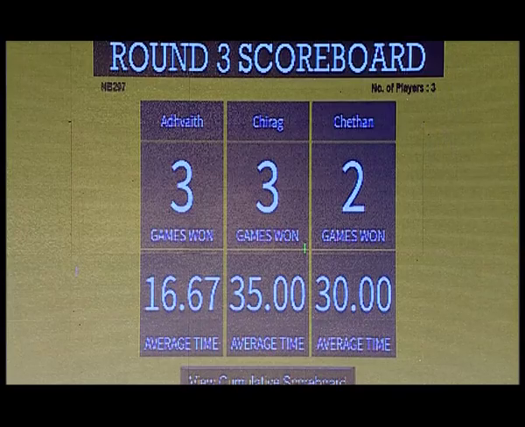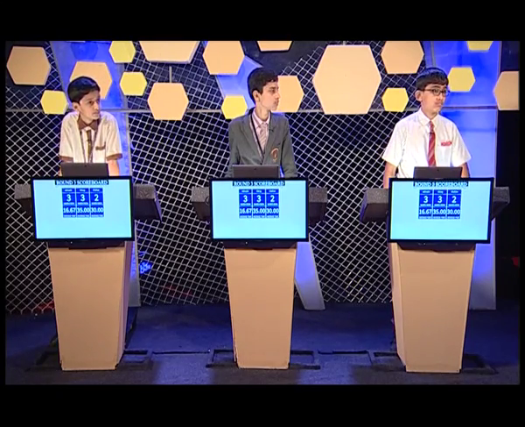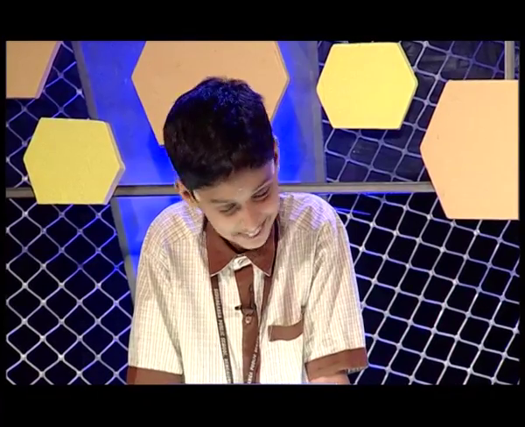Let's quickly have a look at the round 3 scoreboard, because that is the performance of all three of them in this round. Consistent. Advait and Chirag neck and neck, 16.67. Advait's been way faster because you like fractions. Chirag, even though you don't like fractions, you managed to get all three right. Good for you. Though your timing is a little bit slow, that's perfectly all right as long as you get the answers right. Chetan, still got 2 games done there. Very nice.